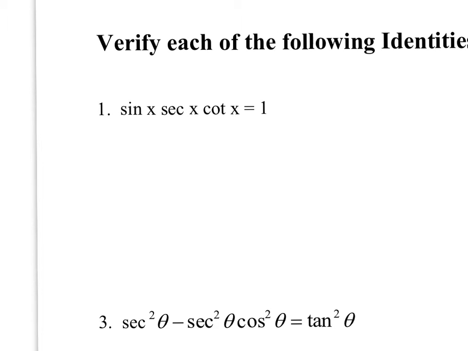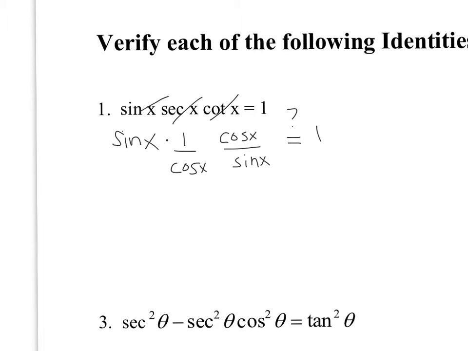So first one, sine is already in terms of sine and cosine. I wrote that secant of x is the same thing as 1 over cosine. Cotangent is the same thing as cosine over sine. So I'm checking to see if this equals 1. So I'm going to continue to go down the left-hand side and see if I end up with 1.